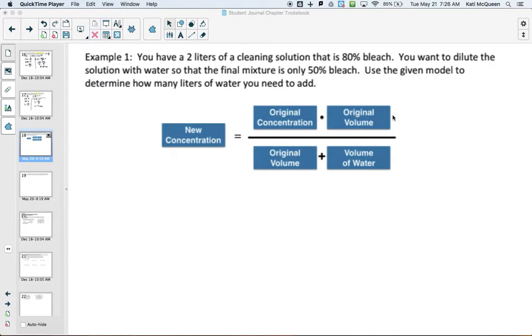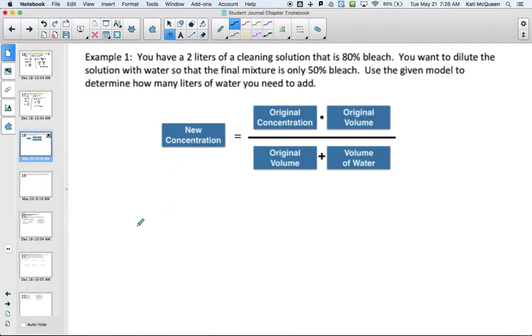So here's our new formula. Our new concentration is the concentration that we want, that's the 50%, and we're going to work in decimals here. So I'm going to start with 0.5 equals my original concentration, 80% or 0.8, times the original volume, which was 2 liters. Basically this is telling me how much bleach I have. It's 80% of 2 liters.